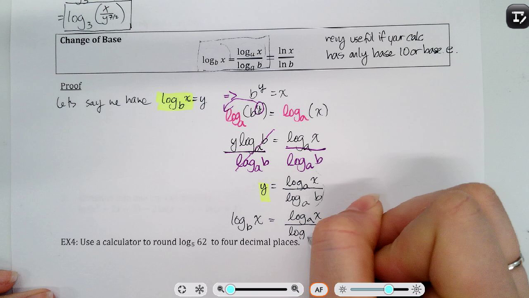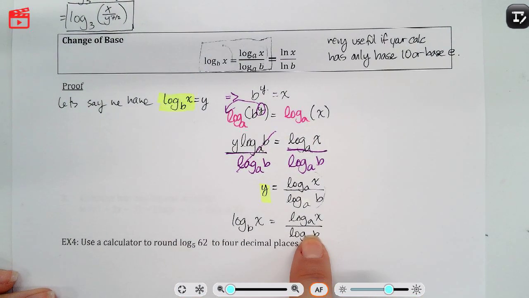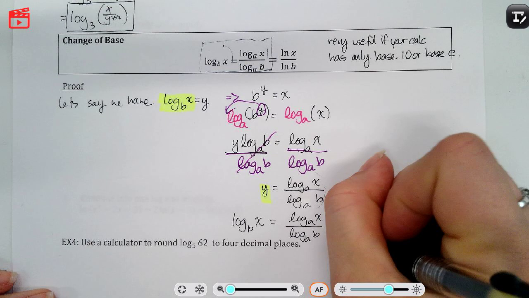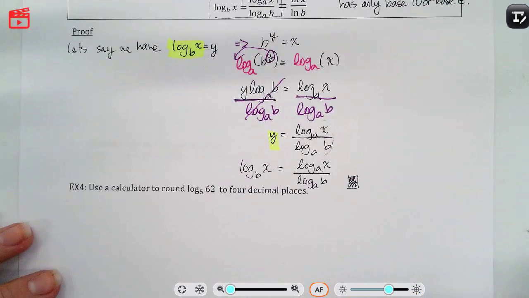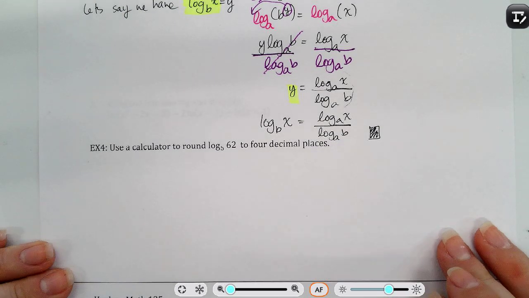And is this what I was trying to prove? Let's see. Log base b of x equals log base a of x divided by log base a of b, which is the exact same thing here. Okay, so I have proved the change of base formula. And let's go ahead and use an example on actually using the change of base formula.